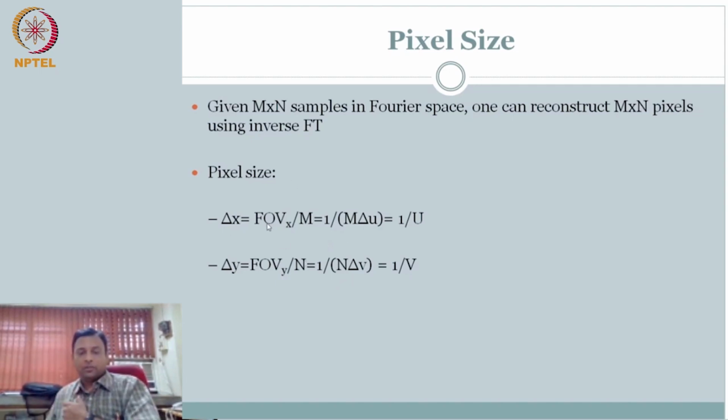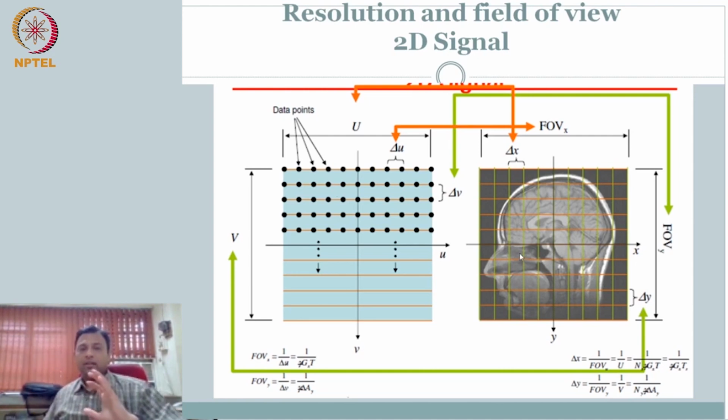From the previous slide, you know the field of view x and field of view y are related inversely to your delta u and delta v. So you can actually see delta x is inversely related to U, and delta y is inversely related to V. Your pixel size in spatial domain is inversely related to the field of view in your Fourier domain. Correct? So it can get confusing. So let's put up a slide. Look at this slide. Get comfortable with this slide. Then all of the concepts you'll be able to recall.